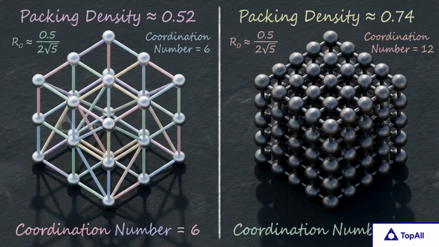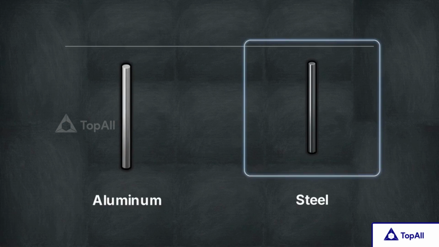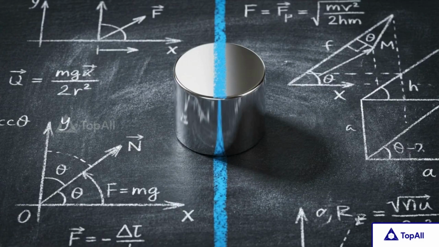The initial dimensions were the same, which means the difference lies in each material's specific molecular resistance to being pulled apart. To explain why steel holds firm while aluminum gives way, we need to quantify this resistance. Let's isolate a single wire to analyze the internal mechanics of a physical stretch.